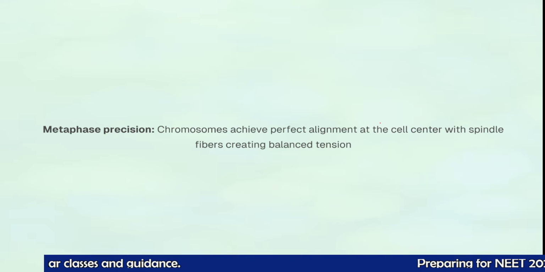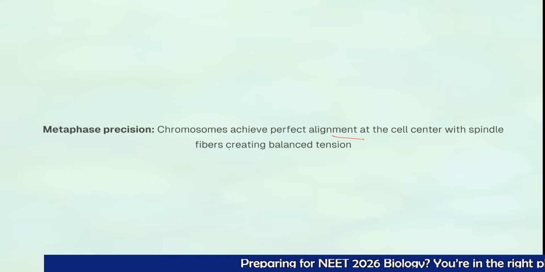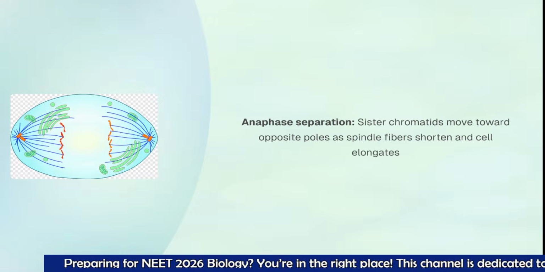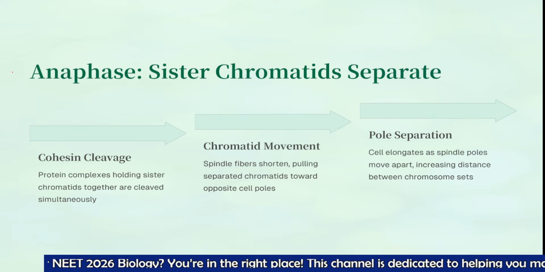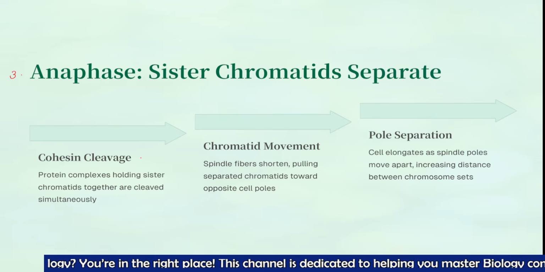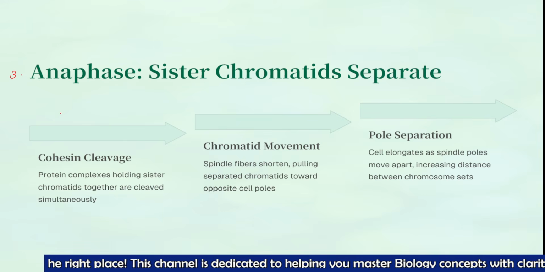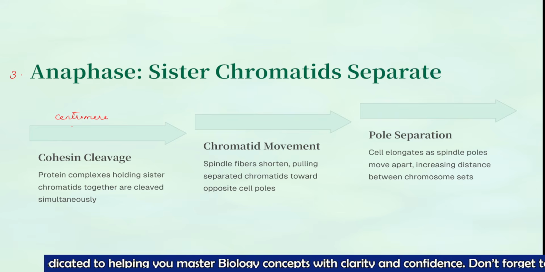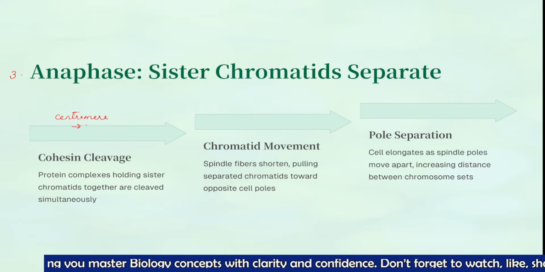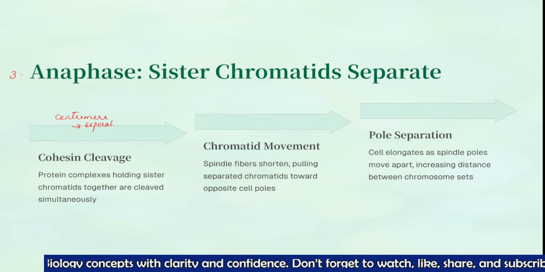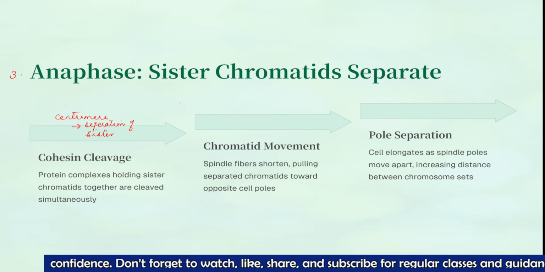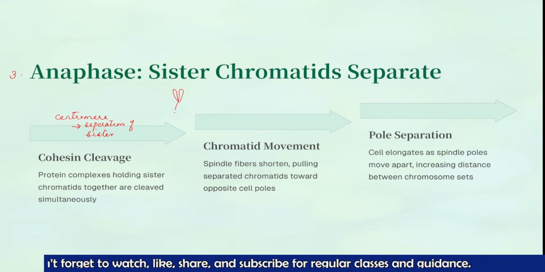So in metaphase, remember the key events: chromosomes achieve perfect alignment at the center, with the spindle fibers creating a balanced tension. Then, moving on to the third phase, that is the anaphase. During the anaphase stage, first the centromere splits, and separation of the sister chromatids takes place.